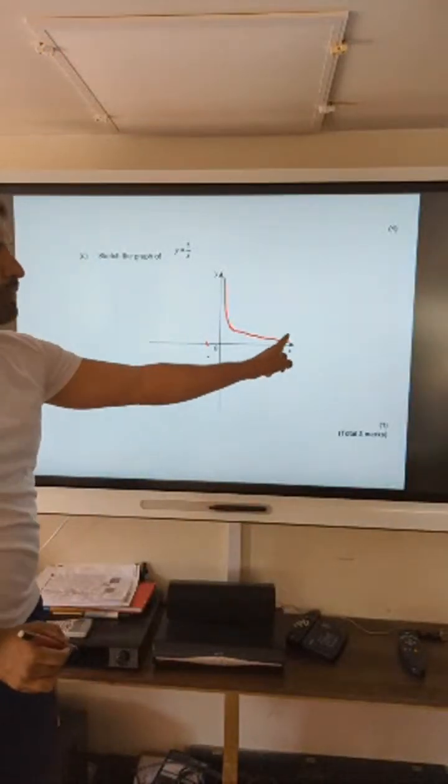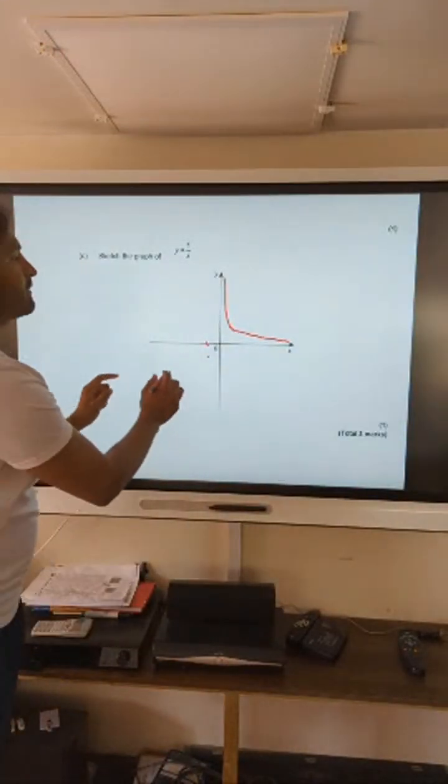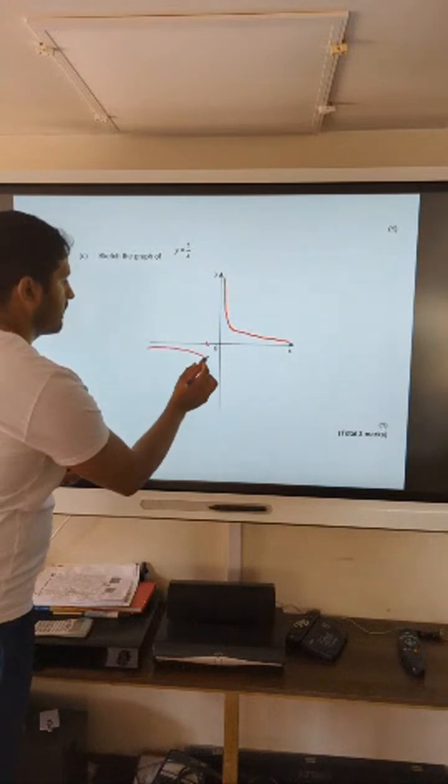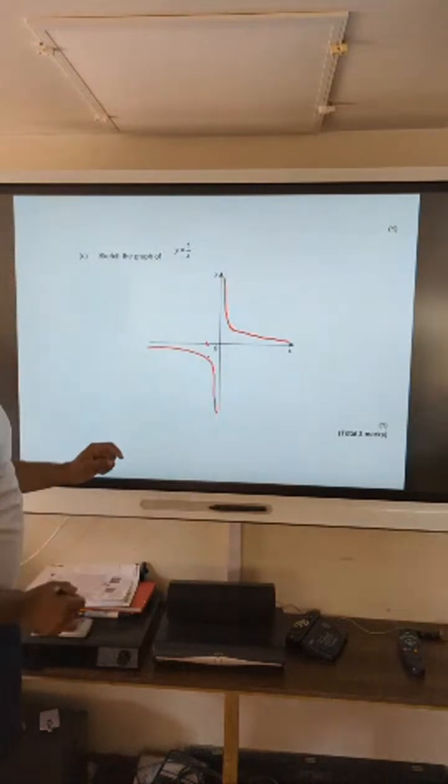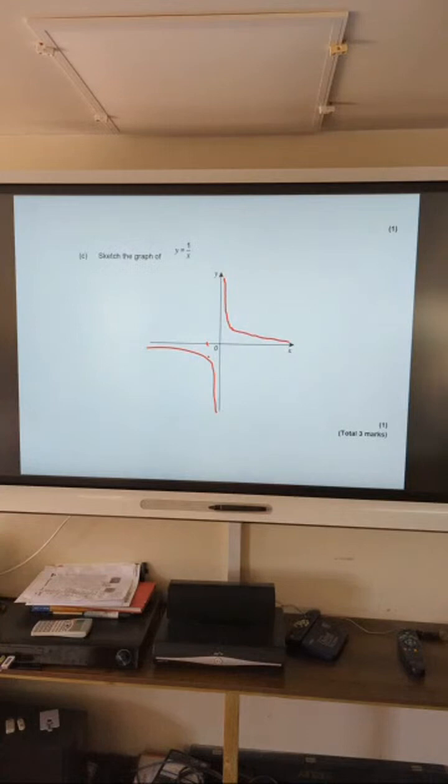So that's the curve that you're going to get. And it's the same thing with the negative as well. Sorry, it's not perfect, but that's what the y equal to 1 over x graph looks like.